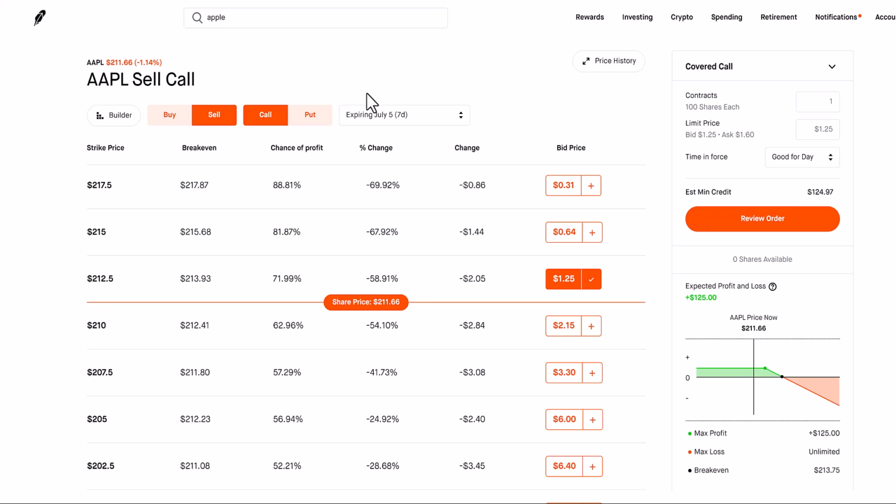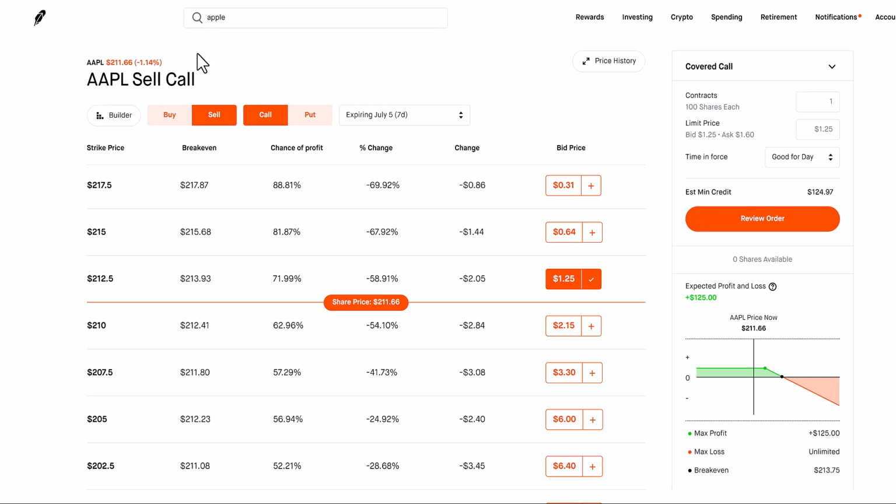You won't have to pay any difference as long as you don't get exercised. As long as the stock price stays below the strike price, there's no reason for the person who bought that call from you to exercise. Why would somebody pay $212.50 when the share price is, let's say, $211.66? Why would they pay that extra money when they don't need to? It doesn't happen. So you want it to stay below the strike price.